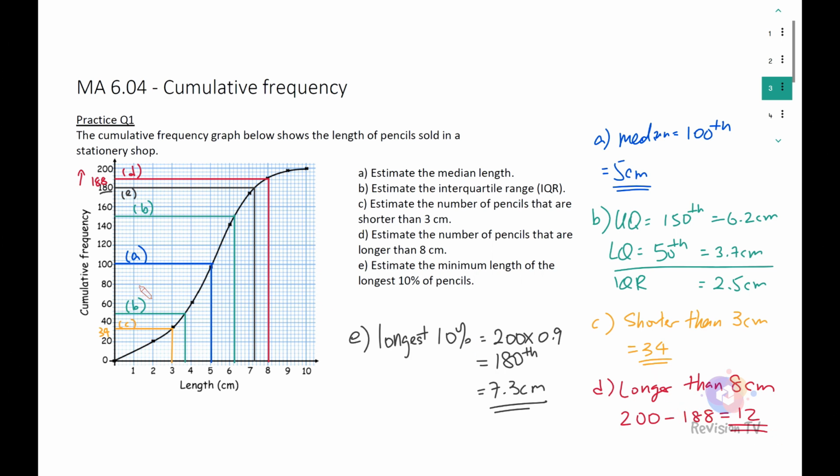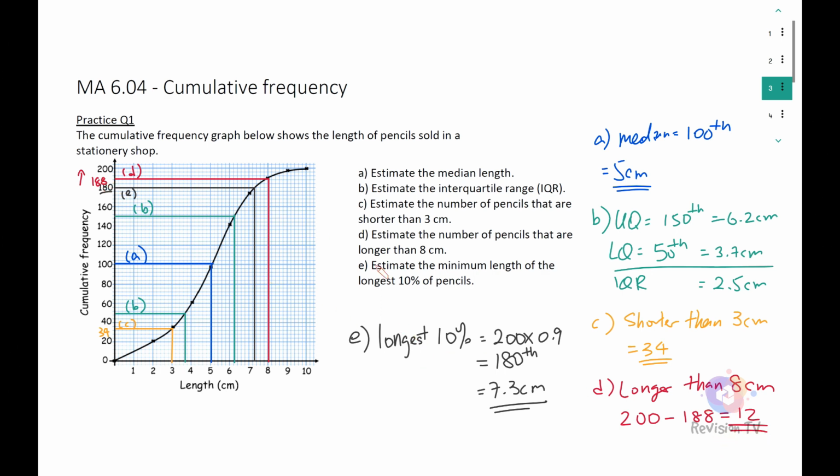For D, to get longer than 8 centimeters, when you do 8 centimeters, you read across is 188. Now be careful with the increments on the y-axis. It's 4 per little square. So that's 188. It has to be longer than 8 centimeters. That means it has to be 188 up. So 200 minus 188, that's a difference of just 12 pencils.